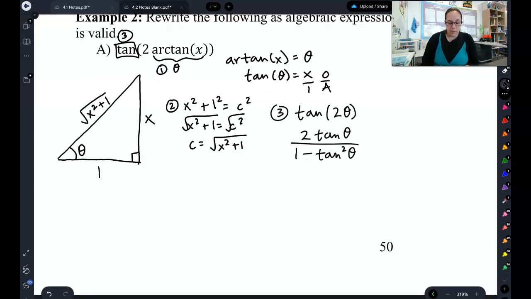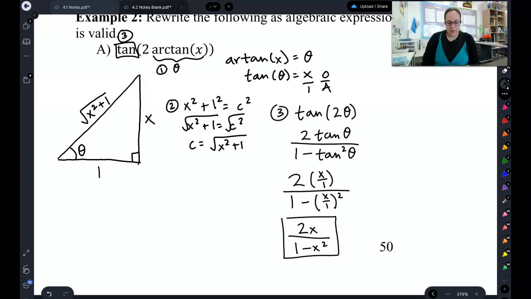And now I plug in what I know. So tangent of theta, tangent is x over 1 because it's opposite over adjacent. And 1 minus opposite over adjacent squared. So that's going to give me 2x over 1 minus x squared. That is my tangent equation.